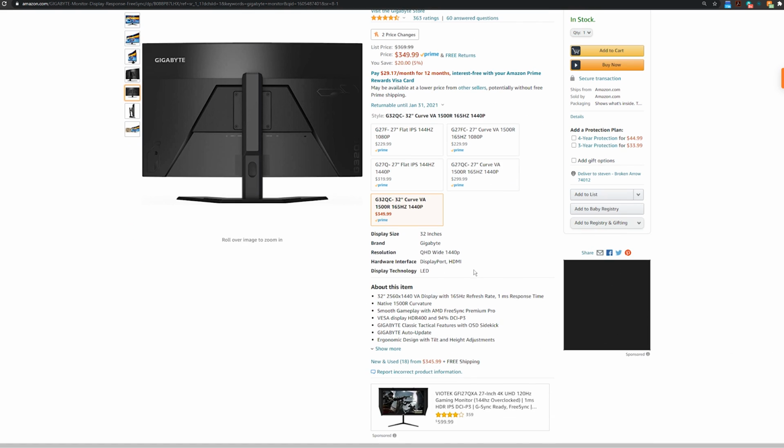These are both LED panels, by the way. Backlight bleed is going to be very similar. Just want to touch on that. And when you look at the features, stuff like aim assist and all that other stuff, that's kind of standard across all of these. So that's going to be in the OSD Sidekick. You can turn on some of those features.